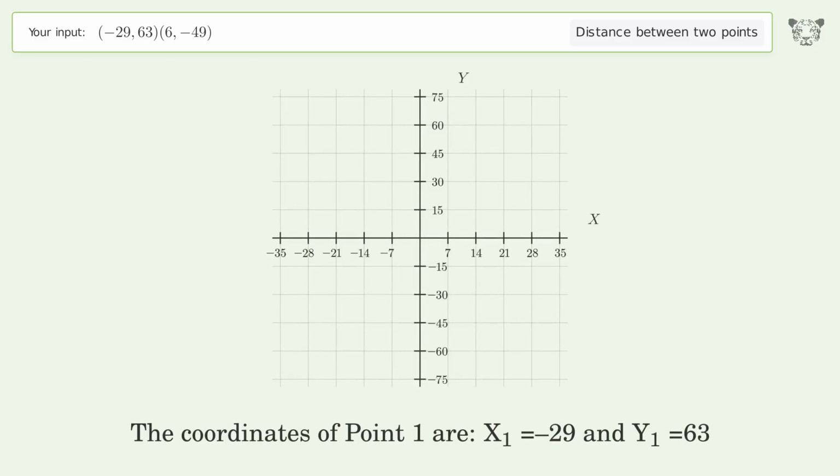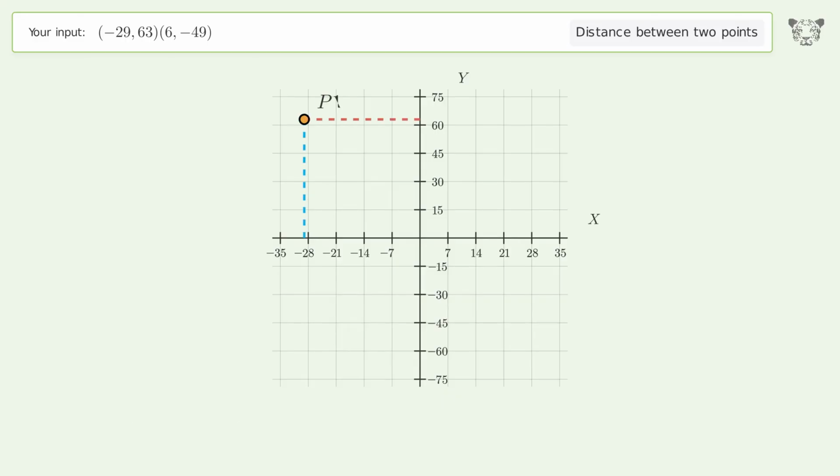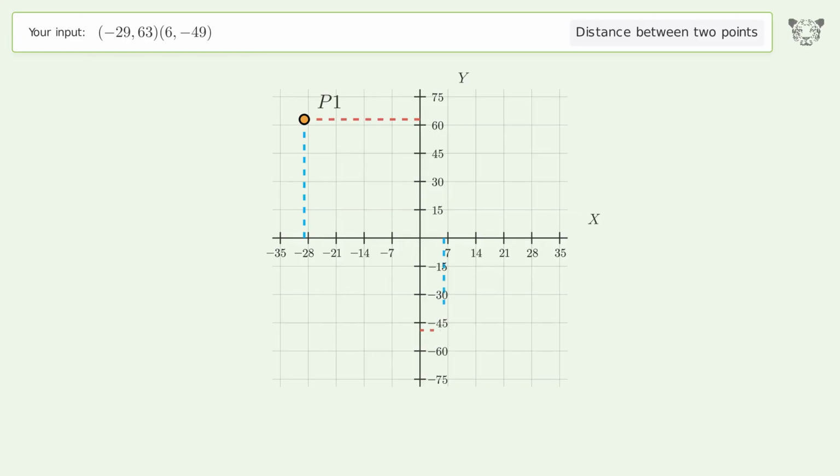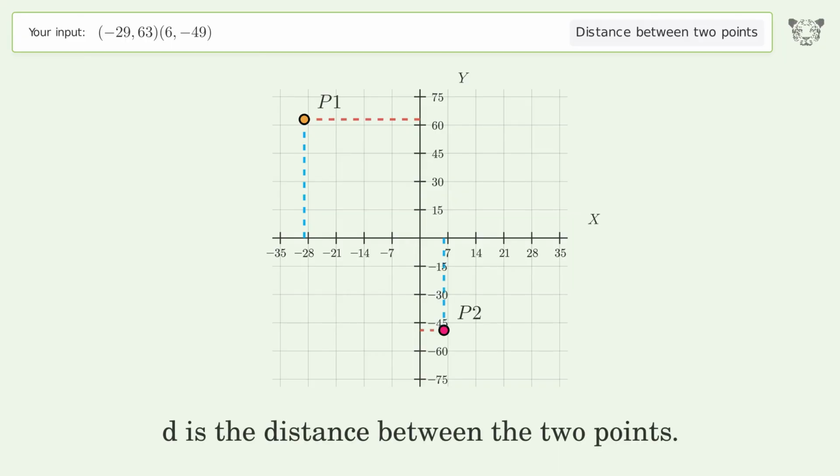The coordinates of point 1 are x1 equals negative 29 and y1 equals 63. The coordinates of point 2 are x2 equals 6 and y2 equals negative 49. D is the distance between the 2 points.